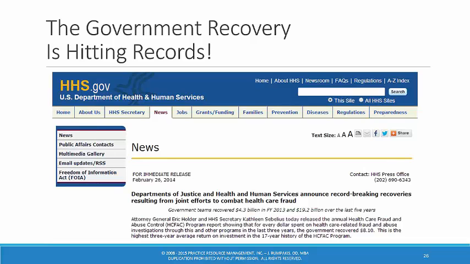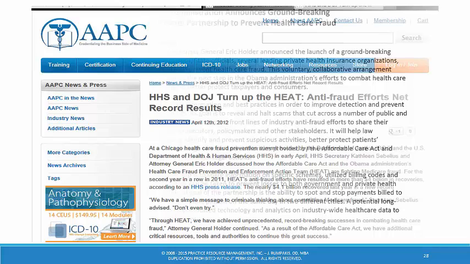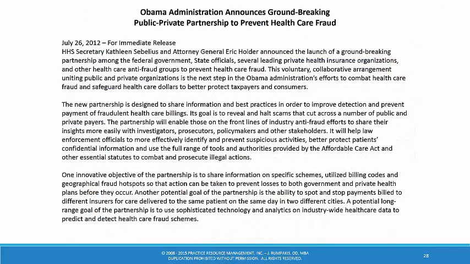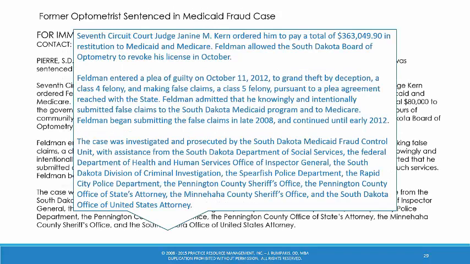To the federal government, it's about $5.5 billion a year coming in from fraud and abuse recoveries. And listen, I belong to different organizations like the American Academy of Professional Coders. They brag about it. President Obama created a public-private partnership because they didn't have enough federal auditors to go into practices and take a look at what's going on. And these penalties are not inconsequential. I mean, here's an OD in South Dakota, $363,000 that they had to pay in restitution to Medicare and Medicaid for fraudulent types of services.